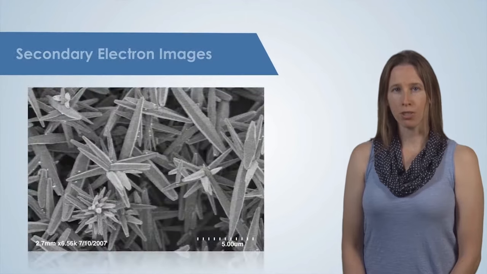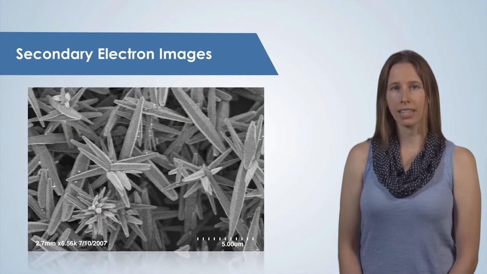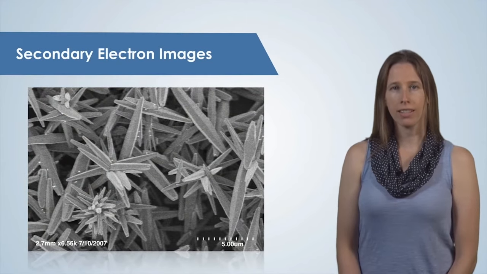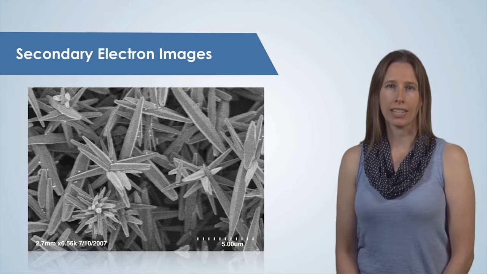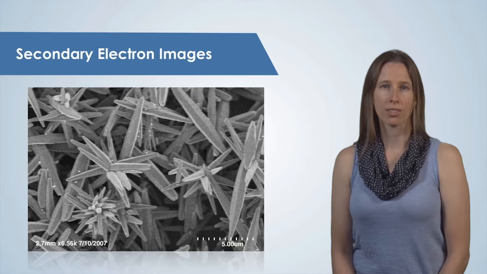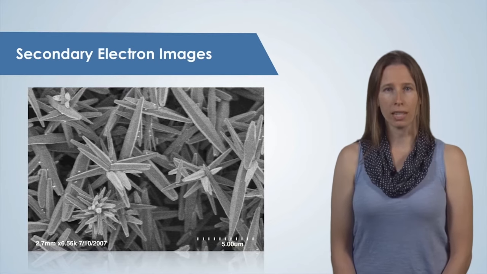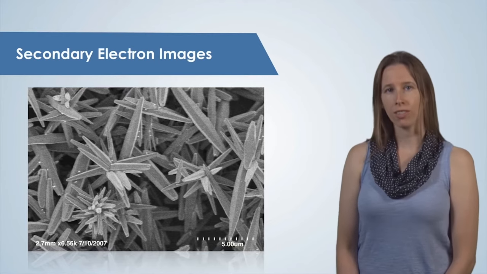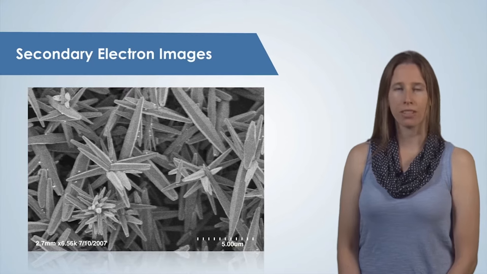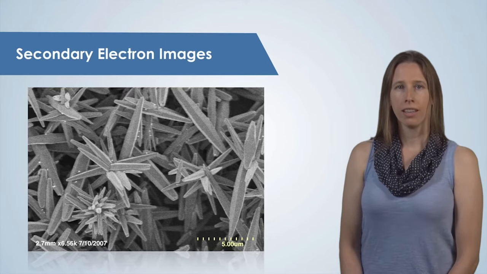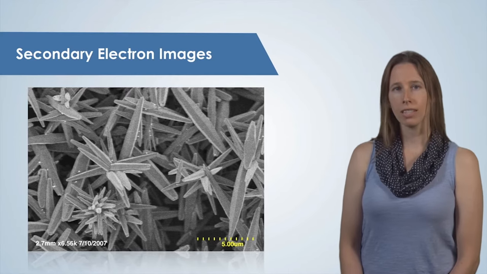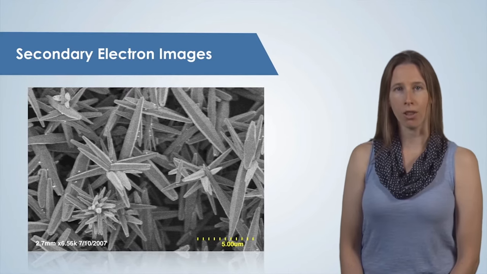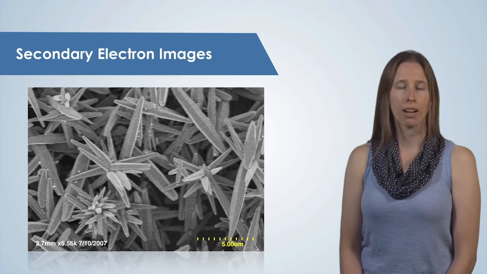Most SEM images are produced by collecting secondary electrons. This image is a secondary electron image of zinc oxide nanowires and nanoflowers. Secondary electron images show the surface features of a sample and therefore look very three-dimensional. The scale bar at the bottom right of the image indicates that most of these nanowires are a few microns long and only 50 to 100 nanometers wide.